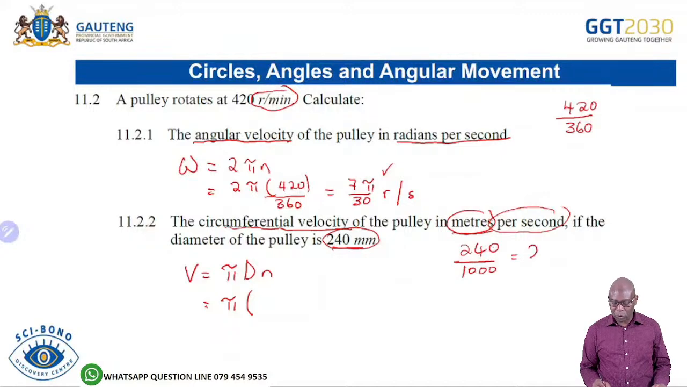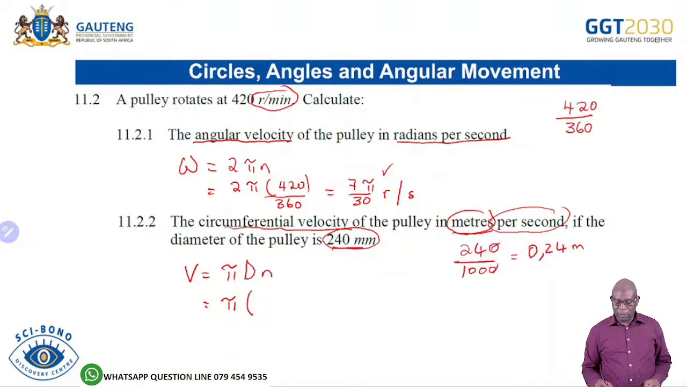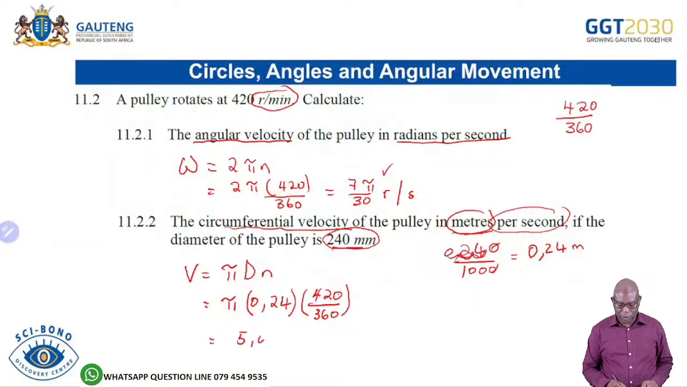So I'm going to have 0.24 meters. That cancels out, and you must remember we move the decimal. I'm going to move this 2 times, and I'm going to have a 0 there. So my diameter is 0.24 meters. Now I have my n. Remember my n, what did we do? We said it's 420 divided by 360. Then I use my calculator, I get 5.04, and this is now meters per second.